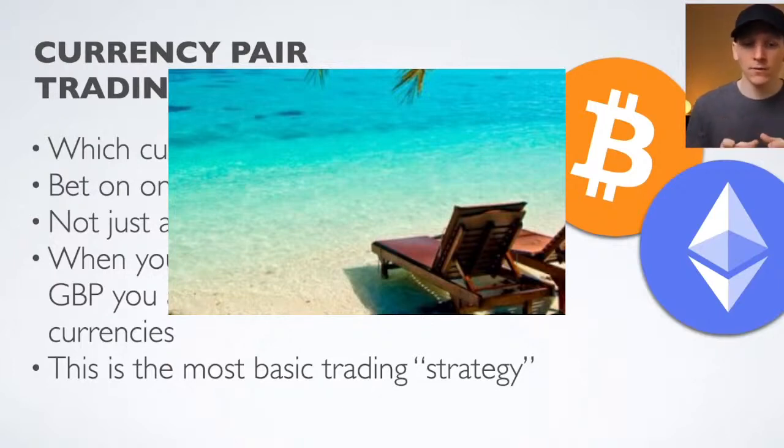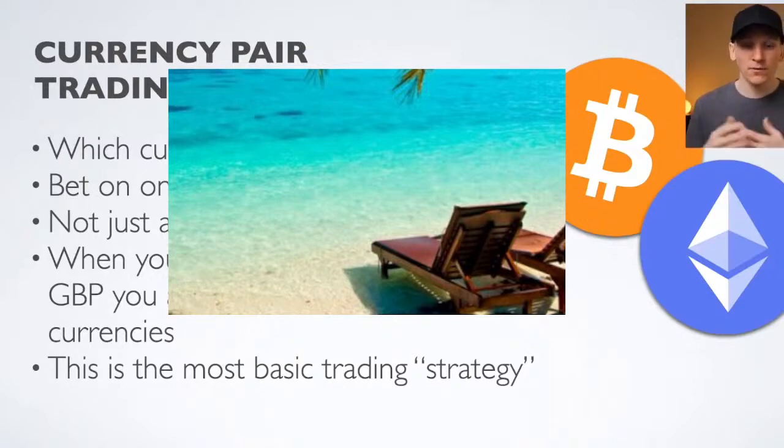Which one of these cryptos do you think will outperform the other crypto? You can actually bet on one crypto versus another. This is not just an investment in one coin, but you can think, well, which one of Bitcoin or Ethereum over the next 6 months is going to outperform? Then you want to put all your money in that coin. If you've done research and you think Ethereum is going to outperform Bitcoin over the next 6 months, then what's the point of being in Bitcoin? Put all of your money in Ethereum and it will outperform. You will get a higher rate of return.